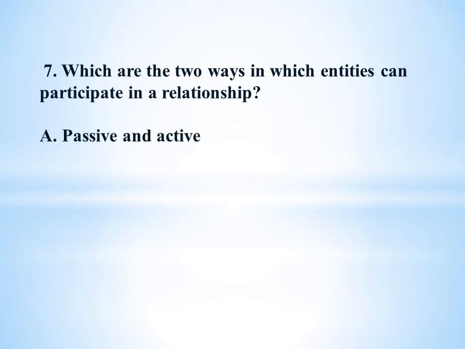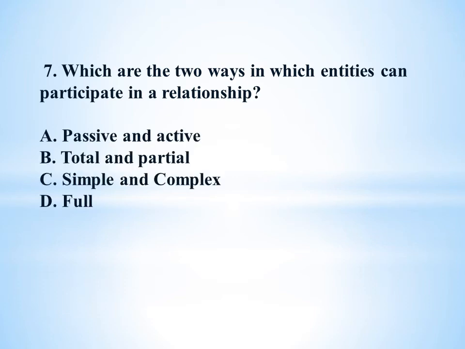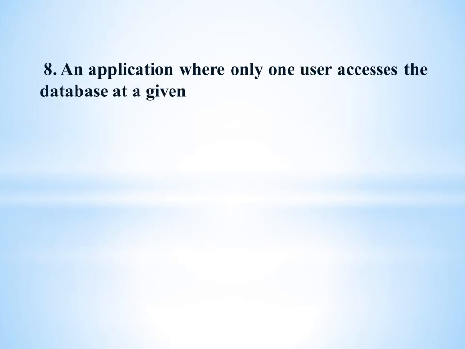Which are the two ways in which entities can participate in a relationship? Options are passive and active, total and partial, simplex and complex, full and half. So the right option is total and partial. Okay, come to the next question.